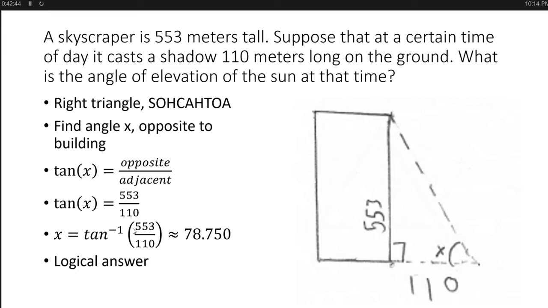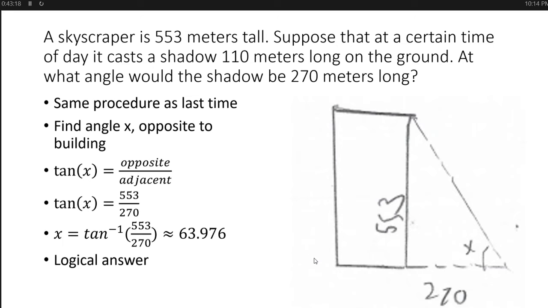SOHCAHTOA, we all know this, or maybe not, but it's good that we're learning it now. And then we have tan x is just 553, which is the opposite, over 110. We can do this little maneuver again, where you go x is tan inverse of all this, and then it gives us about 78.75, which is very reasonable. This is almost 5 times this, so it's reasonable that this is that much of an angle. So that is logical and it does check out.